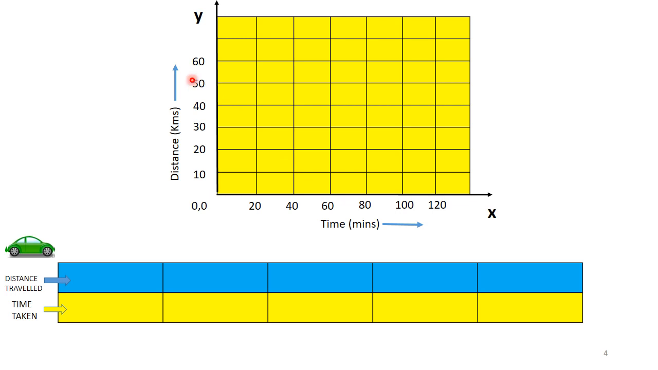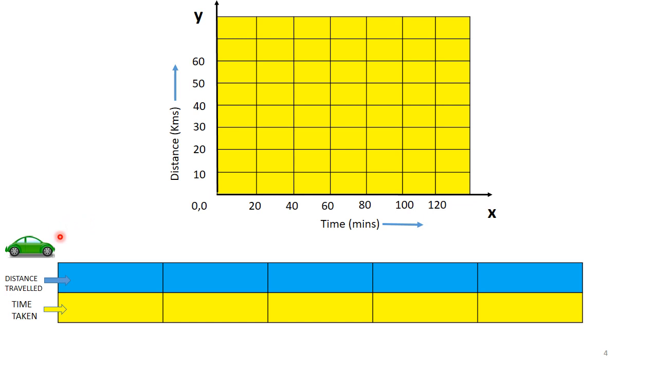So in order to understand a uniform motion, we are going to plot the distance time graph. Time is taken on the abscissa and measured in minutes. Distance is measured in kilometers and taken on the ordinate. We are going to plot the distance covered by the car and the time taken to cover that distance on the distance time graph, and try to understand how the distance time graph looks for a uniform motion.